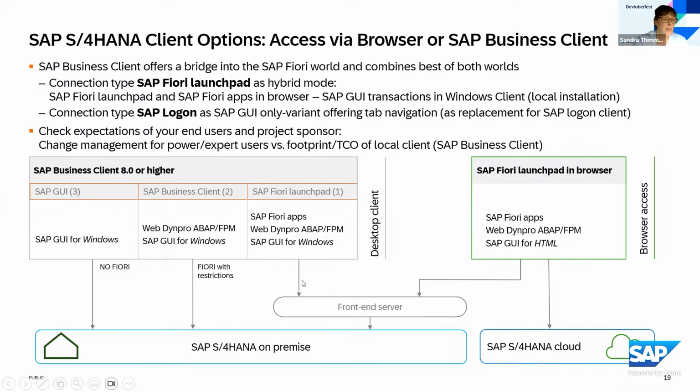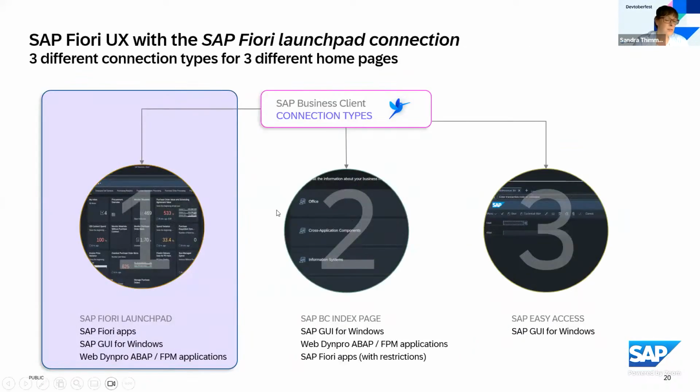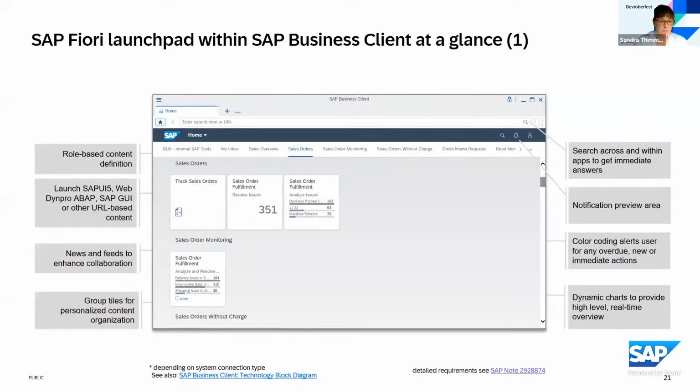And for the integration with S/4HANA, to get all the new UI features, to get the Launchpad within the business client, the recommendation of SAP is to use the SAP Fiori Launchpad connection within business client, as you can see here. Choosing this connection type, you can use your Launchpad as you would do in the browser, with all the features and functionalities the business client shell is delivering.